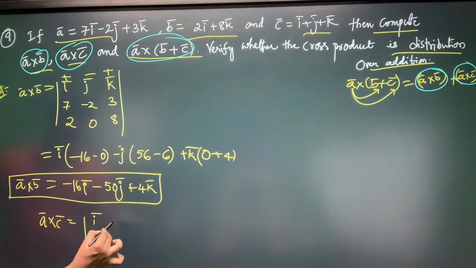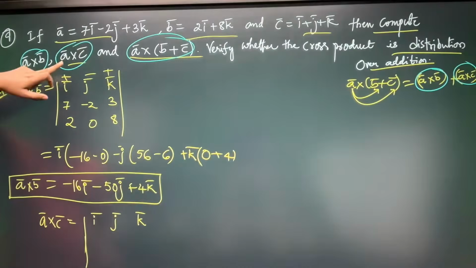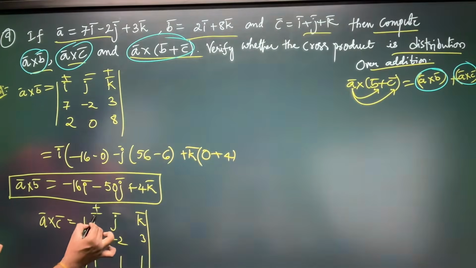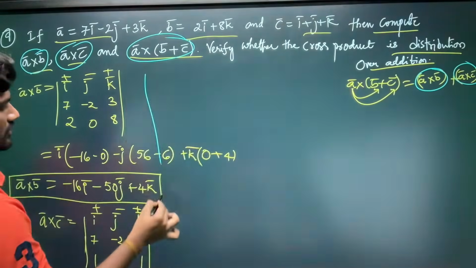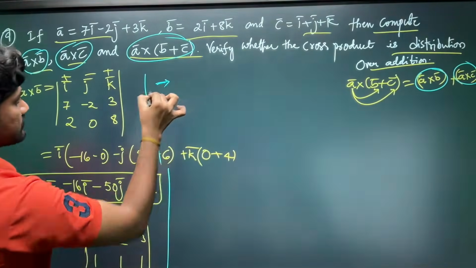Clear? Okay, so next a bar cross c bar. Next, a bar cross c bar is equal to, so I bar, j bar, k bar. A bar value, look here, is 7 minus 2 3, and c bar value is 1 1 1. Clear? So plus minus plus.